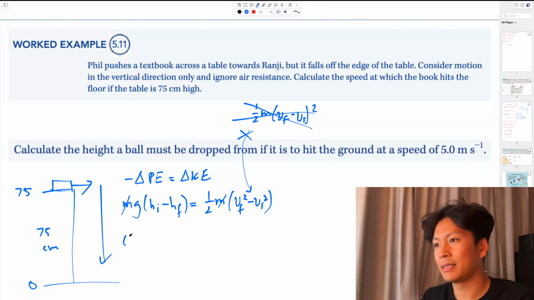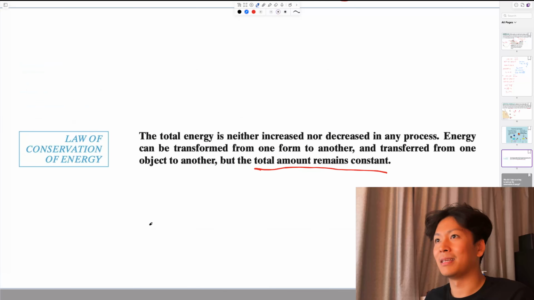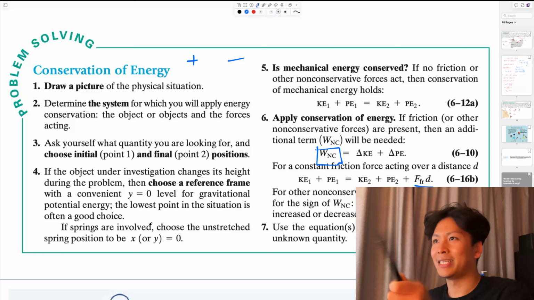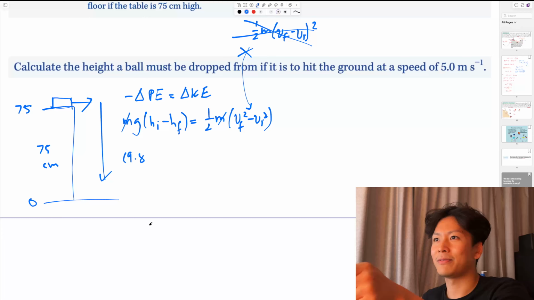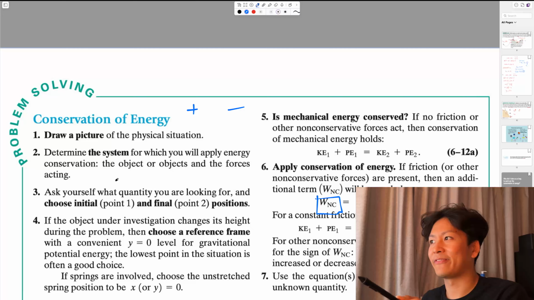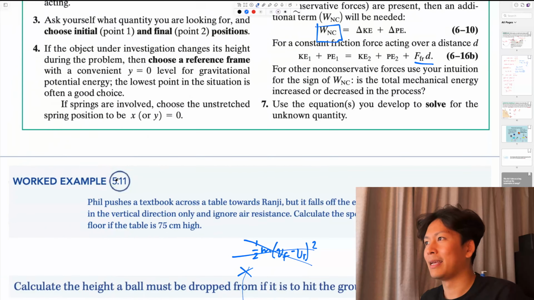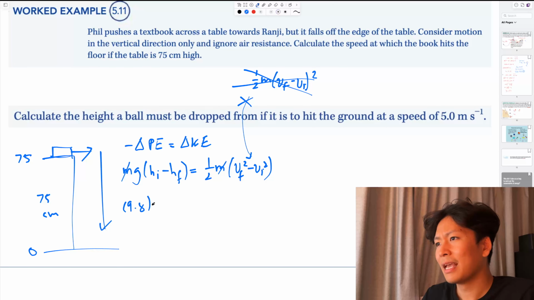All right, follow the process. Oh gosh, I skipped so many. Where am I now? Draw a picture, tick. Determine the system: yep, I'm looking at the book. Choose my initial and final points, great. And then I have to determine my frame of reference and think about my equation. Frame of reference wise, 0 down here, 75 on top. My initial is 75. My final is 0, equal to half times v_f. My final is what I'm looking for, and v_i is 0.